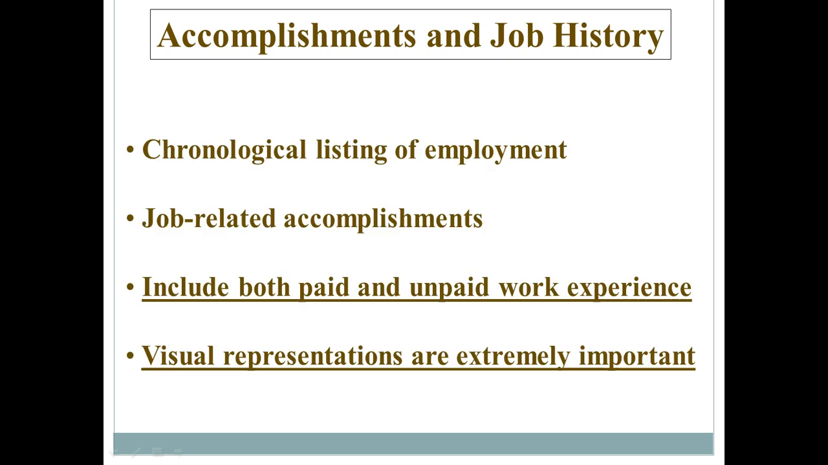Under the tab Accomplishments and Job History, you want a chronological listing of your employment. If you've ever filled out an application, you try to think of when you did that job, and usually you'll get it messed up. So having a chronological list of employment helps you to fill out applications. Any job-related accomplishments. What made you stand out on the job? You won Employee of the Quarter. You were the best producer for a shift. Anything like that can be very important to an employer.